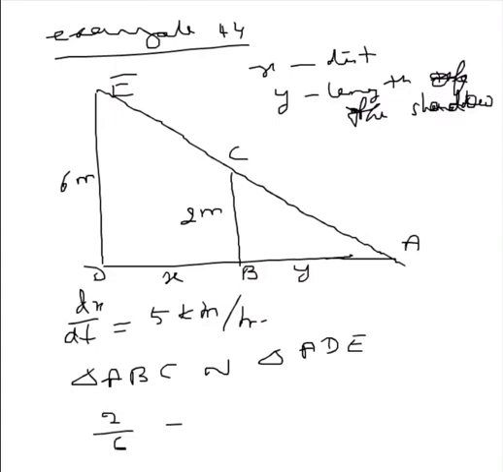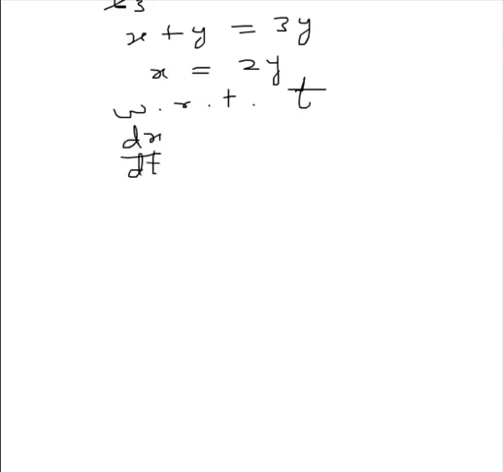2 corresponds to 6. y corresponds to x plus y. Here you have to be careful, it is x plus y, not y. So if you cross multiply, you get this. Let us simplify. This is the equation. This is the relation between x and y. Now let us differentiate with respect to time. So dx by dt is equal to 2 dy by dt.